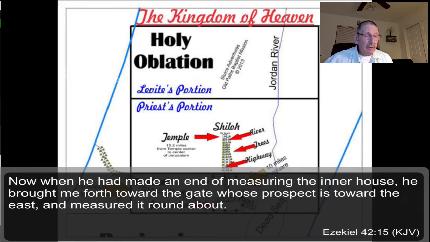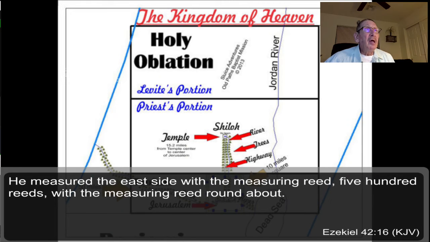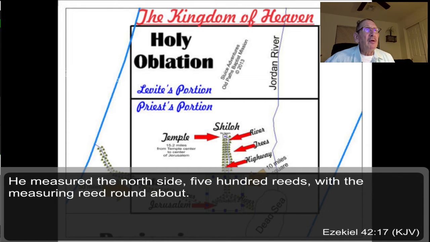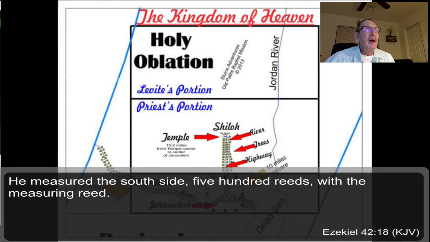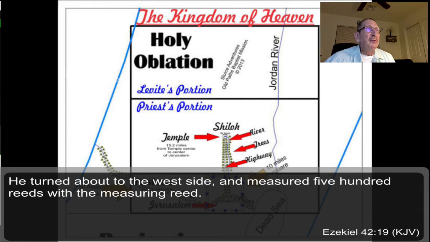Now, to prove the thing about the reeds, we're going to go back to Ezekiel 42:15. Now, when he had made an end of measuring the inner house, he brought me forth toward the gate, whose prospect is toward the east, and measured it round about. He measured the east side with a measuring reed, 500 reeds with a measuring reed round about. He measured the north side 500 reeds with the measuring reed round about. He measured the south side 500 reeds with the measuring reed. Notice the use of reeds. He turned about to the west side and measured 500 reeds with the measuring reed.